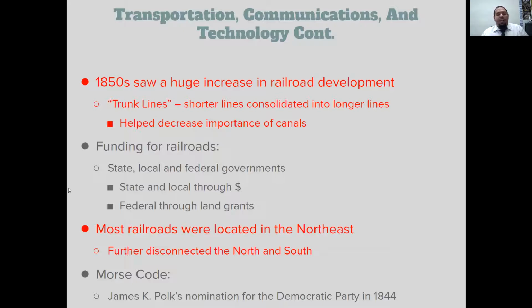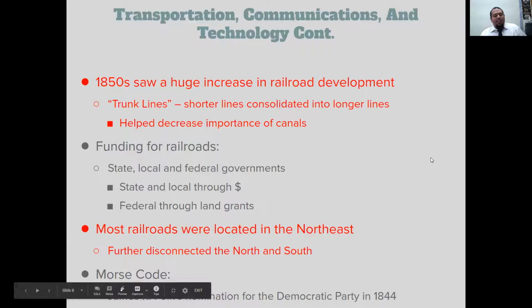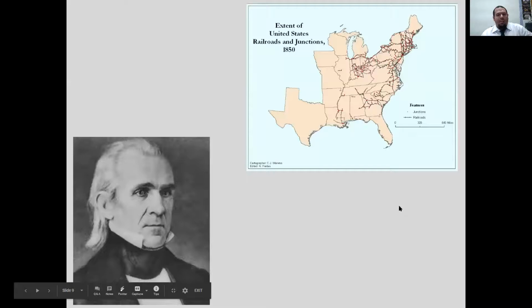Most railroads were located in the Northeast, and this, again, is going to create a further disconnect between the North and the South. More on that during the Civil War. And Morse code was created by Samuel B. Morse, and one of the first news sent across the telegraph was James K. Polk's nomination for the Democratic Party in 1844.